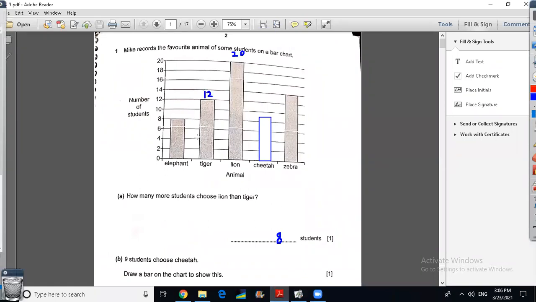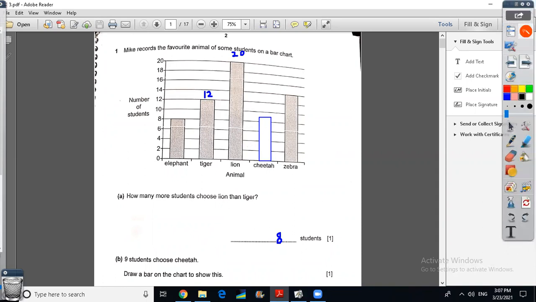It says here, how many more students choose lion than tiger? The lions here are 20, the tigers are 12. So how many more lions than tigers? It's just 8 more. 20 minus 12 is 8. In B, they ask you to draw a bar if there are 9 students who picked cheetah. So for 9 students, I need to draw a bar exactly this way. It must touch the x-axis, guys, and you need to reach 9, which is between 8 and 10.